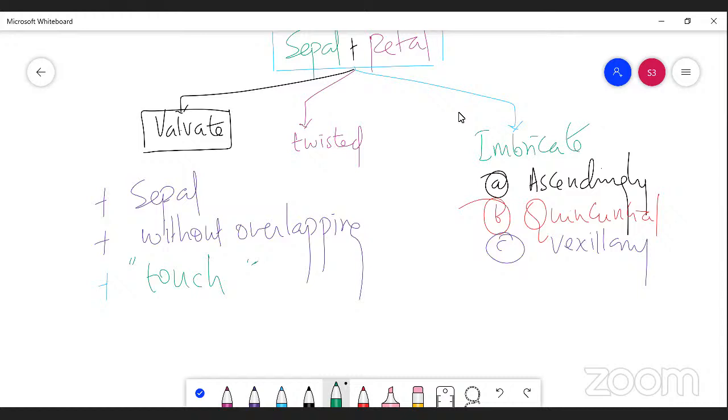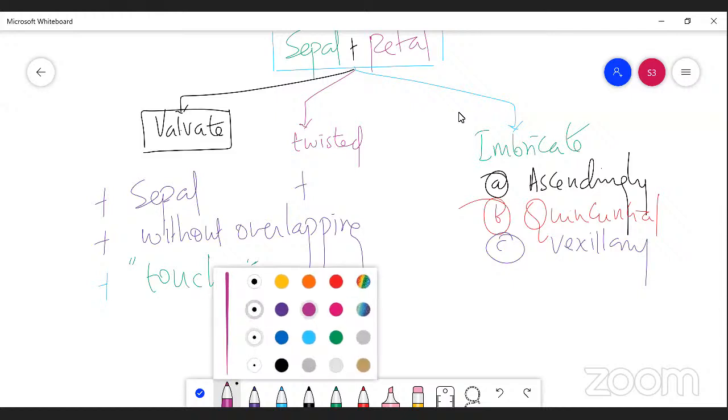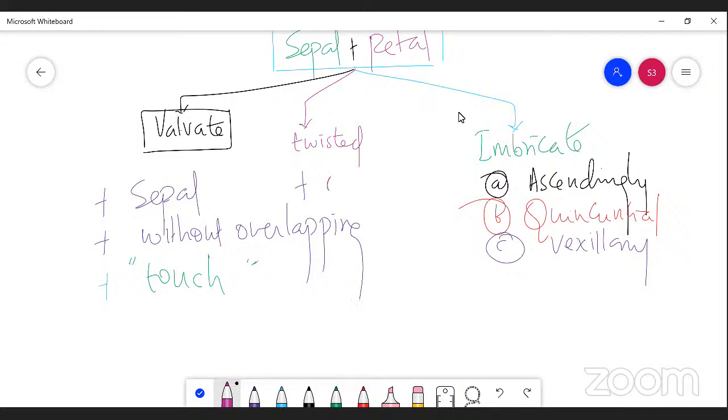Whereas a twisted distribution means there will be 5 sepals or 5 petals, but all the petals are arranged with overlapping. Sure, there is a difference between valvate and twisted distribution. Twisted distribution is a kind of distribution in which the petals are simply overlapping, right? So that is called a twisted distribution.